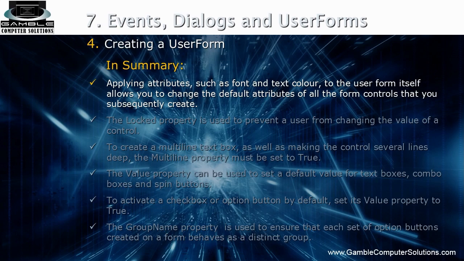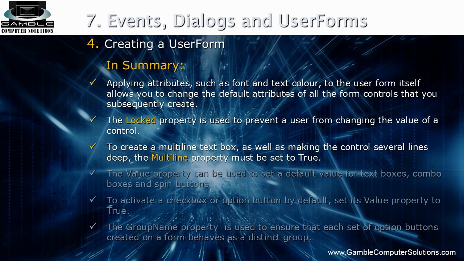Applying attributes such as font and text color to the user form itself allows you to change the default attributes of all form controls that you subsequently create. The locked property is used to prevent a user from changing the value of a control. To create a multi-line text box, as well as making the control several lines deep, the multi-line property must be set to true.